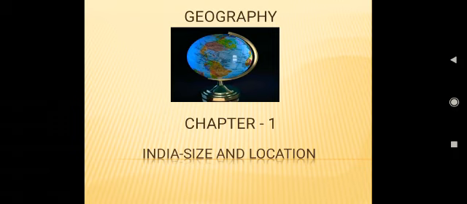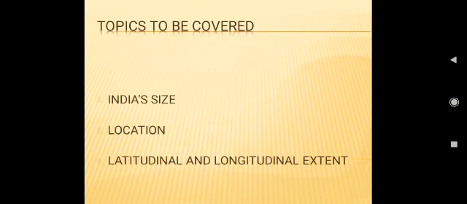In today's session, you are going to learn about the first chapter of Geography, that is India's size and location. Children, today you are going to learn about India's size, its location, and its latitudinal and longitudinal extent. Children, as we all know, India is one of the ancient civilizations of the world. It has been placed at an advantageous position in the middle of the Indian Ocean.